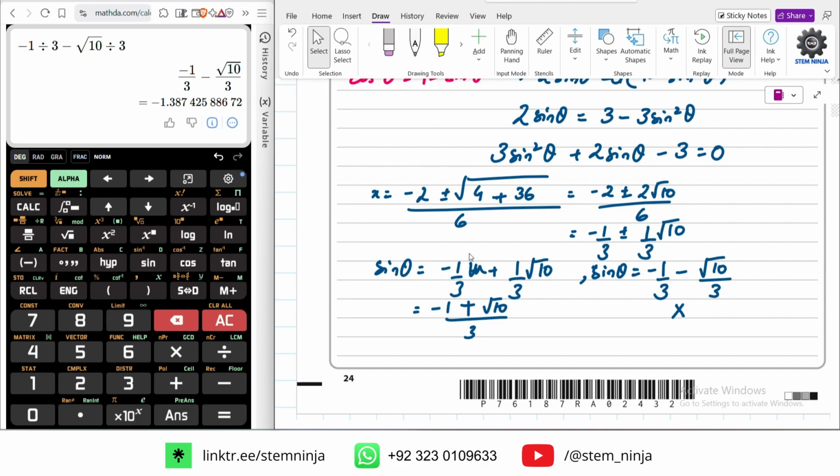I don't know what's going on. It usually clears out easily. Okay.